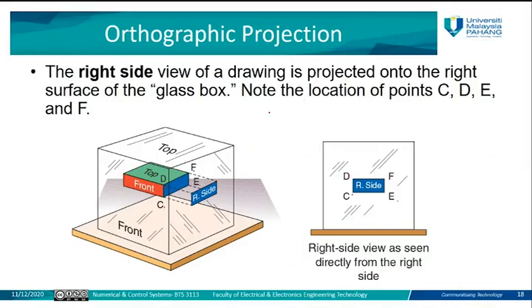Try to focus on how they locate the point. So the point F here is located on that side. The point D is located here. It's like you take the rectangle and put it on a flat surface.